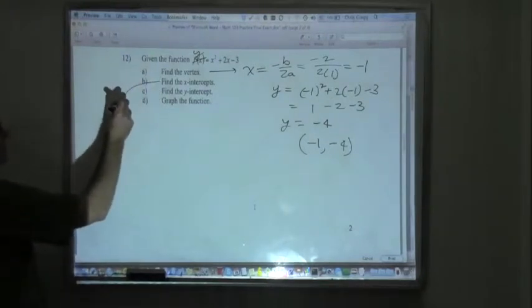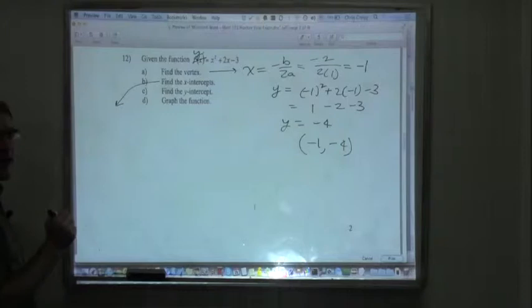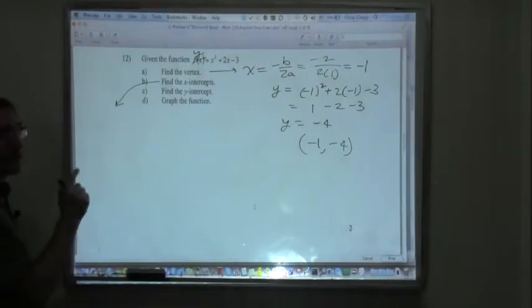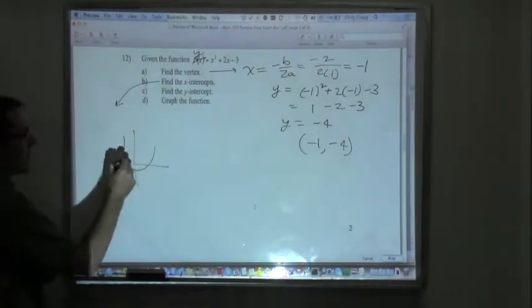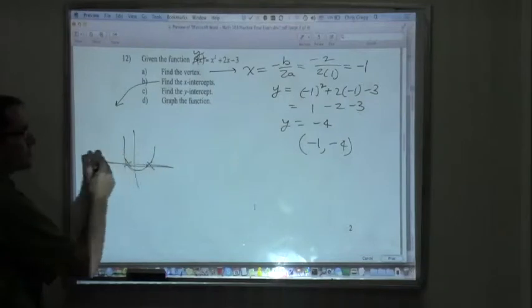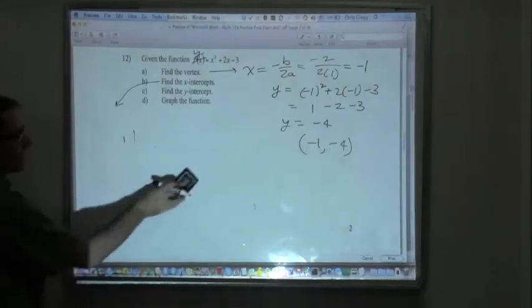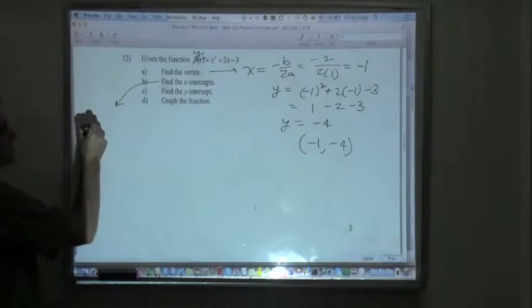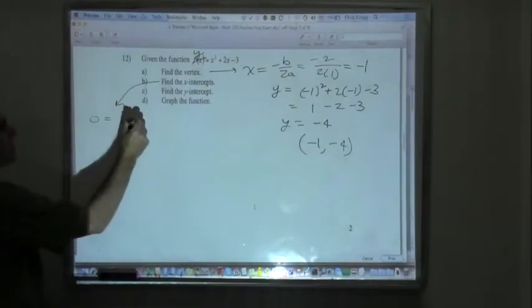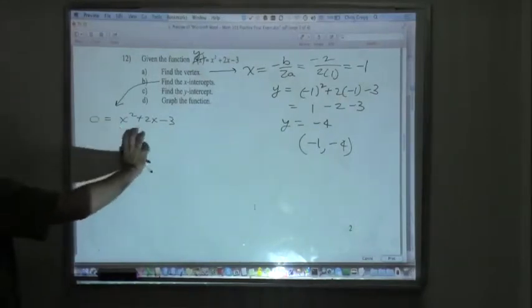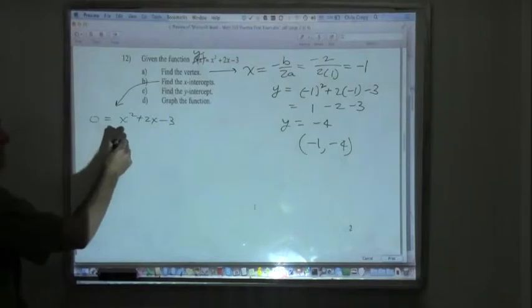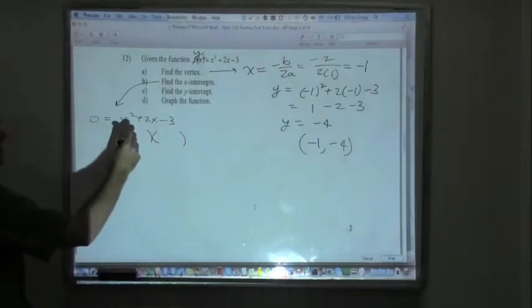All right. Let's find the x-intercepts right here. To find the x-intercepts, what do we have to do? You do have to factor, because you set y equal to 0. Because on the graph, the x-intercepts happen when y is equal to 0. I've said that like a million times, right? So what you have is 0 equals x squared plus 2x minus 3. And yes, you can solve for functions that have a quadratic equal to 0 by factoring it and then setting each side equal to 0.